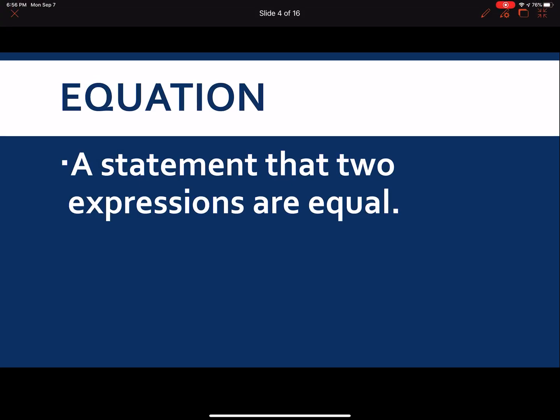Now we've got some vocab. We have equation, and an equation is a statement that two expressions are equal. So we're going to be working with the equal sign. If you'll remember last week when we were talking about expressions, we talked about not having an equal sign. So again, an equation is a statement that two expressions are equal.